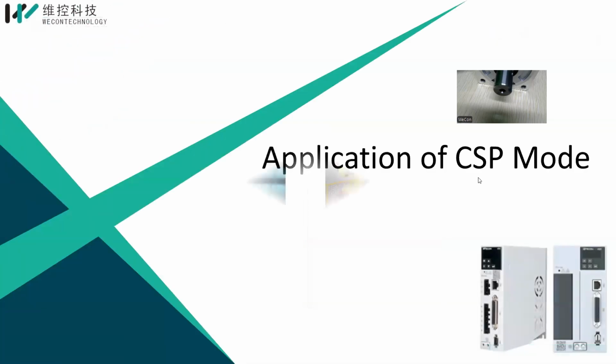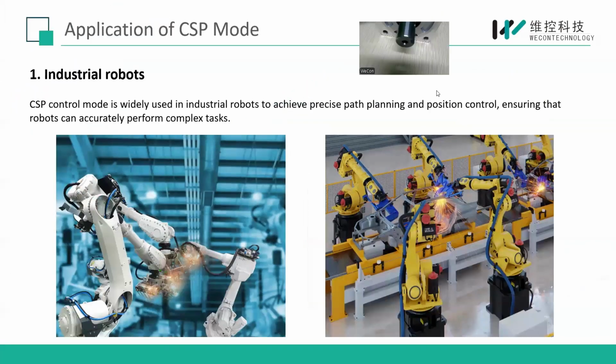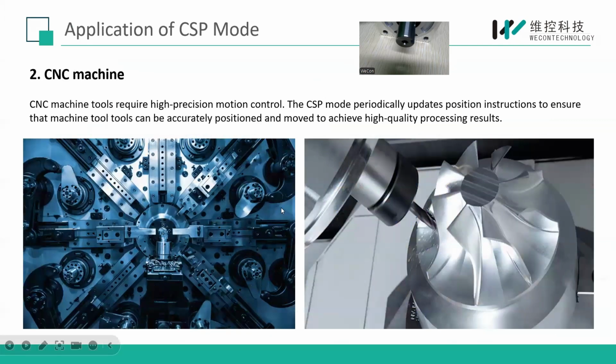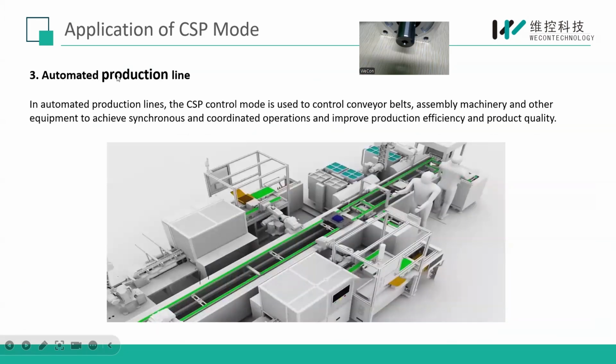And some applications of CSP mode. In fact, CSP mode is used in many applications, for example, in industrial robots and CNC machines. CNC machines also use CSP mode, and also some automatic production lines, just like position control in the VD2 series.